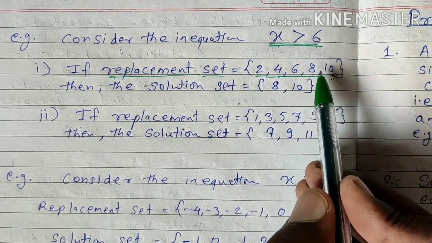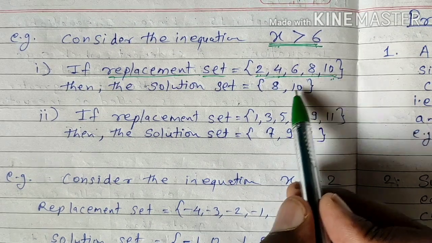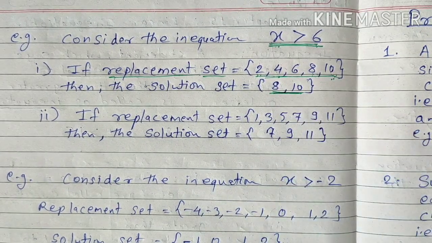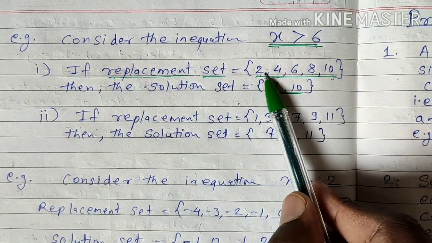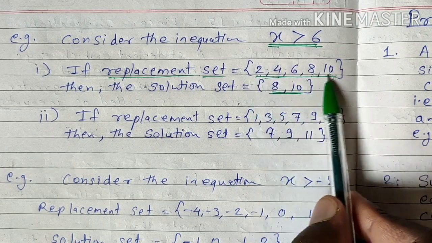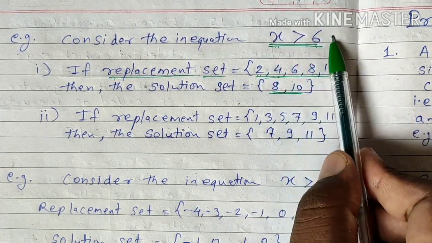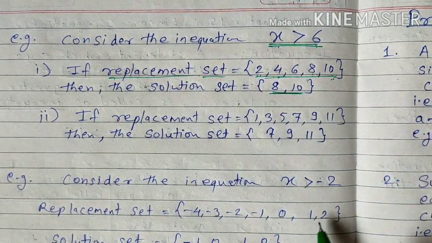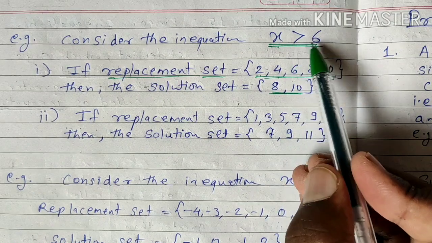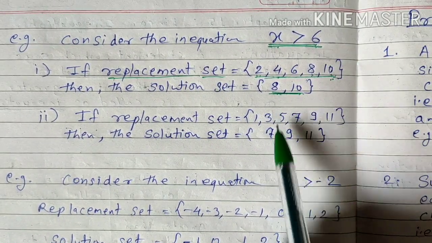Greater than 6. So which one is greater than 6? 8 and 10. Only the two elements are greater than 6. Got it? Understood the meaning of the replacement set? Actually it is the universal set, and from this universal set we have to select the elements which satisfy the condition of our inequation. So greater than 6, which is 8 and 10. So 8 and 10 are our solution set.